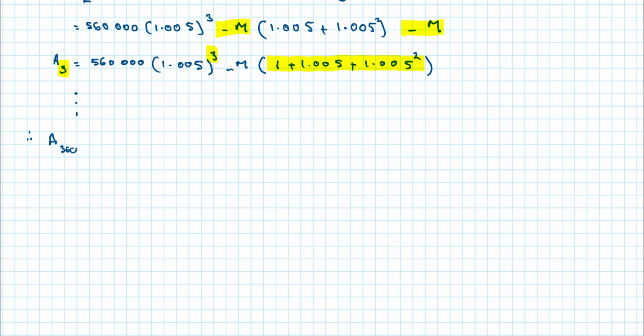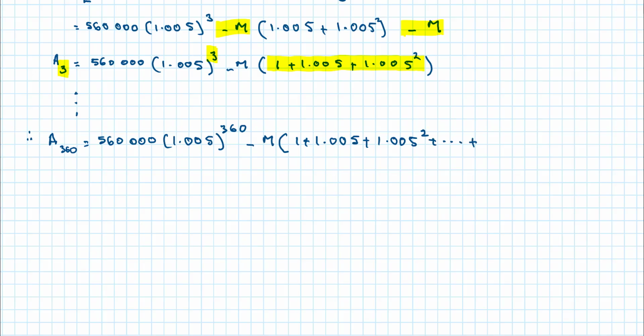A360 will be 560,000 times 1.005 to the power of 360 minus m, and our pattern is 1 plus 1.005 plus 1.005 squared plus, and the last term is 1 less, so 1.005 to the power of 359.